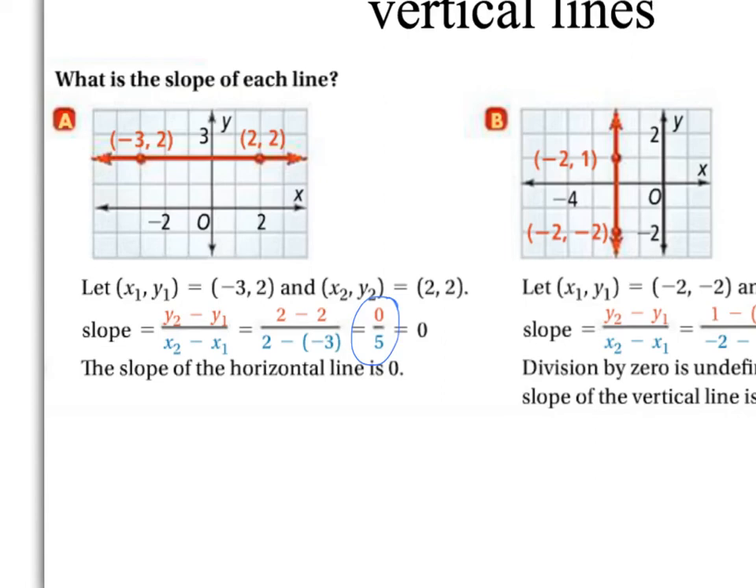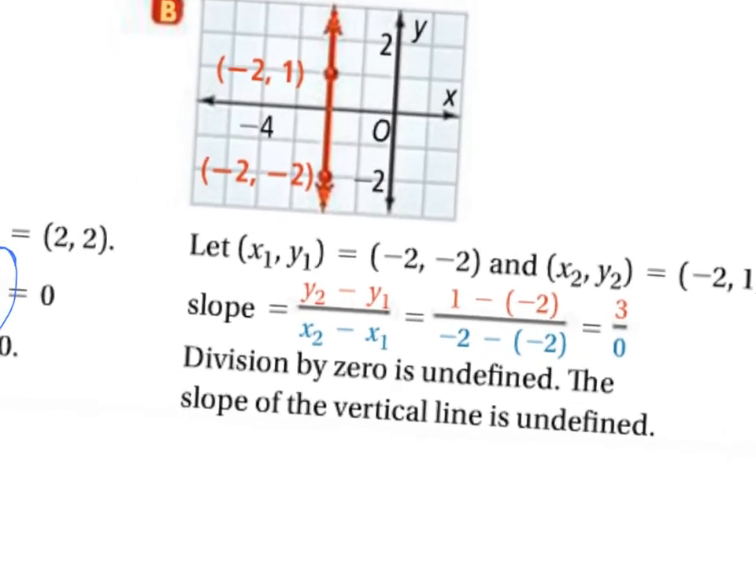But they're not always going to give you a line. Sometimes they're just going to give you the ordered pairs. If they give you the ordered pairs and you end up getting 0, that just means that you have a flat line.